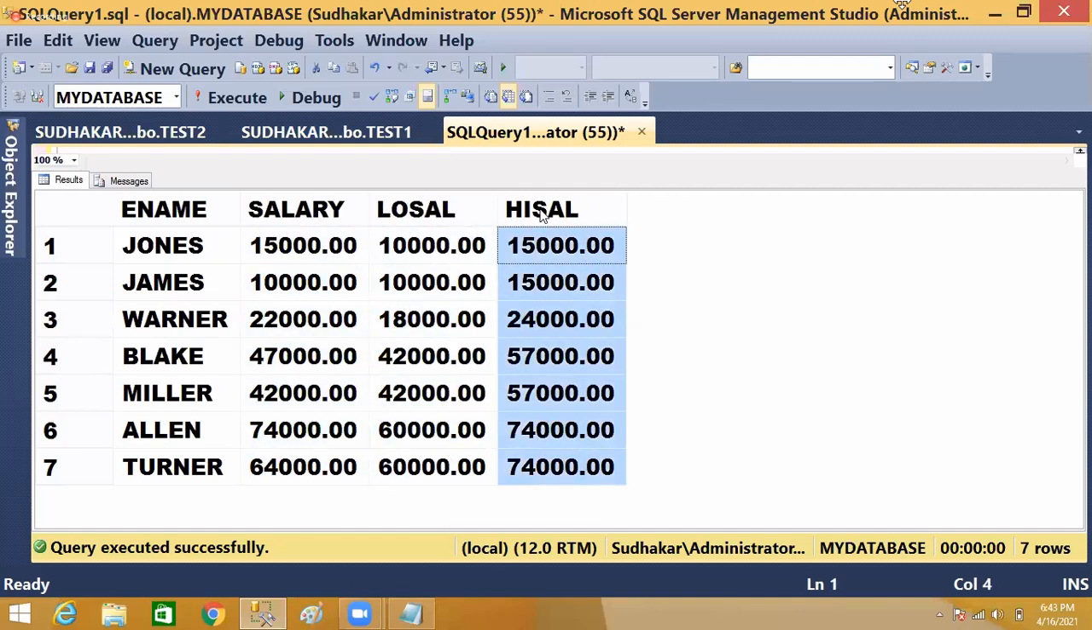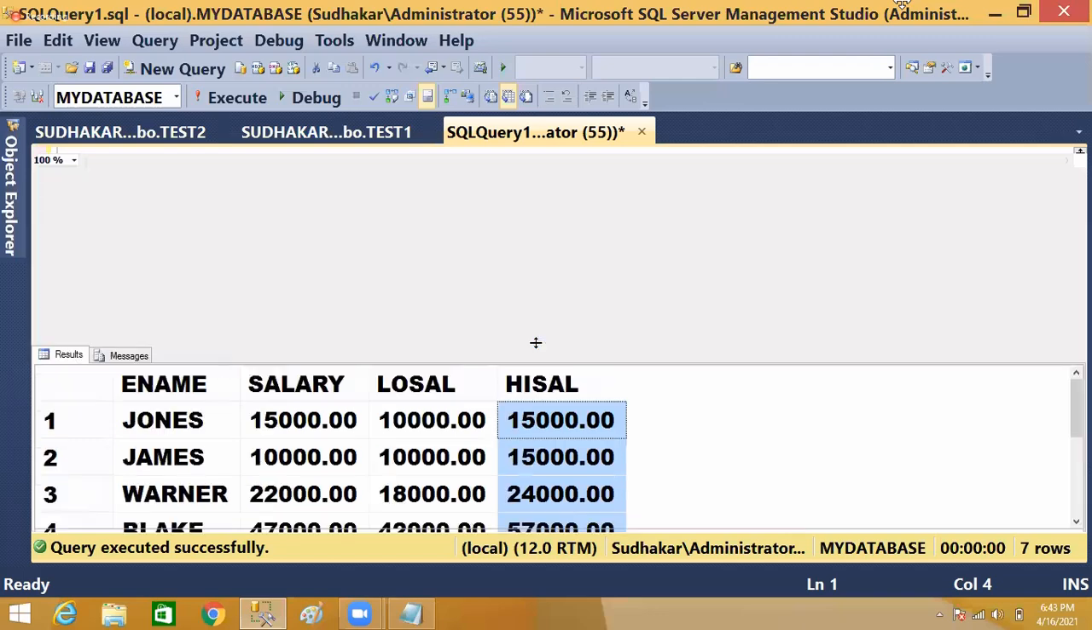That means the remaining 8 employees' salaries are not, because there are 15 employees in total now. So out of 15, how many people are satisfied here? 7 people. So how many are remaining? 8 people. So the remaining 8 people's salaries are not in between low and high. Okay now, this is what the between operator can do.